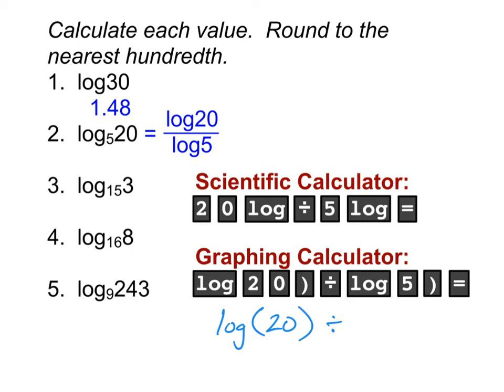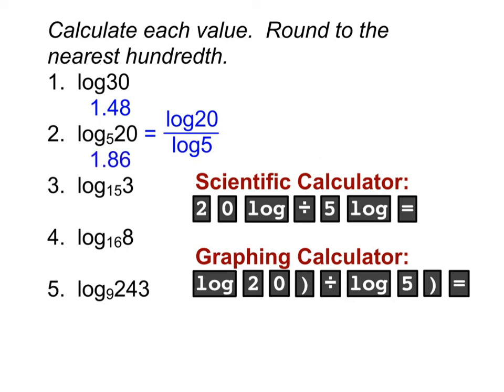So when you type in your 20, before you divide, notice you have to end that parenthesis. That's why you have to end the parenthesis before you press the division symbol on a graphing calculator. Then you divide by log 5, and end that parenthesis as well. Again, you will have to press the enter or equals button to figure out what that actually gives you.